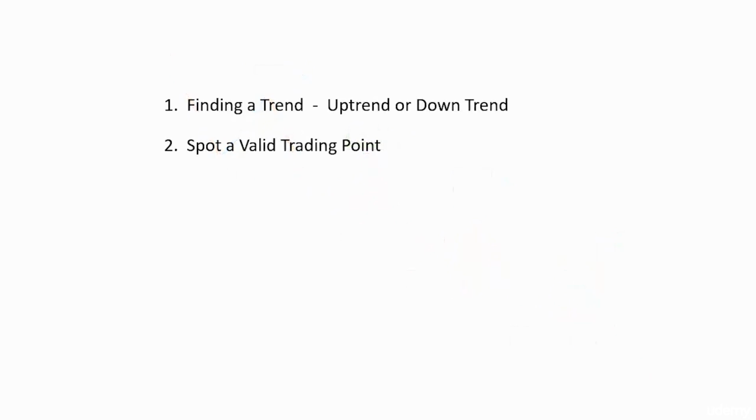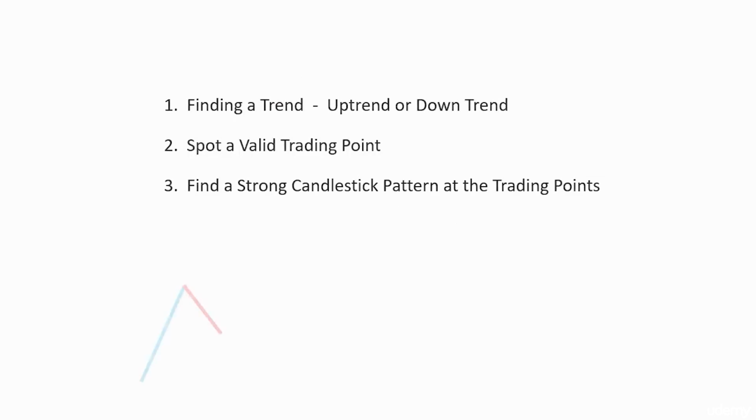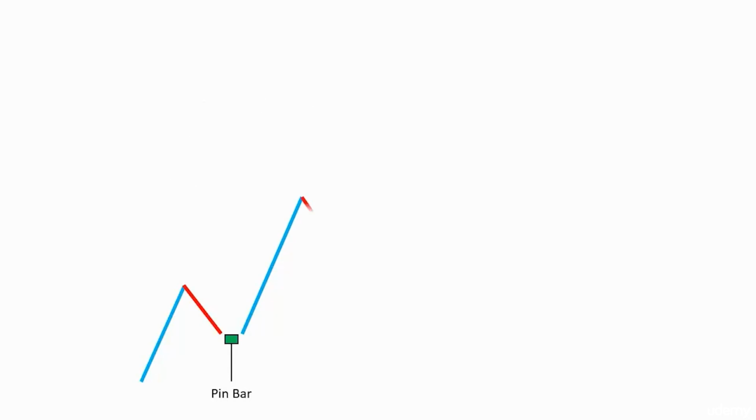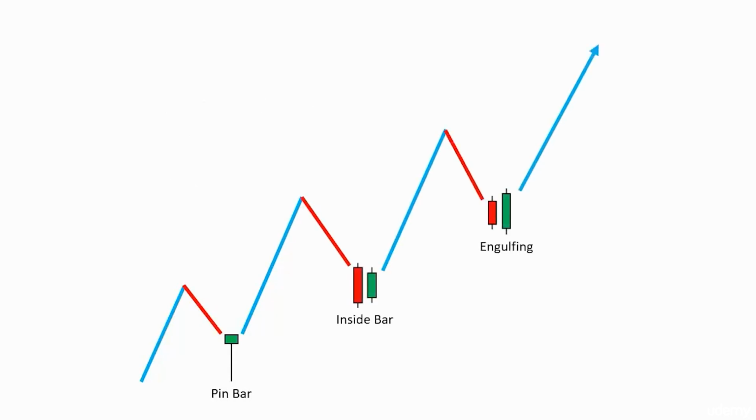And now for the third step, to trade in a trendy market, always wait until you find a strong trend reversal candlestick pattern at the trading point of a trend. In an uptrend market, wait for any of the strong bullish candlestick patterns to form at the higher low levels to trigger a long trade entry.